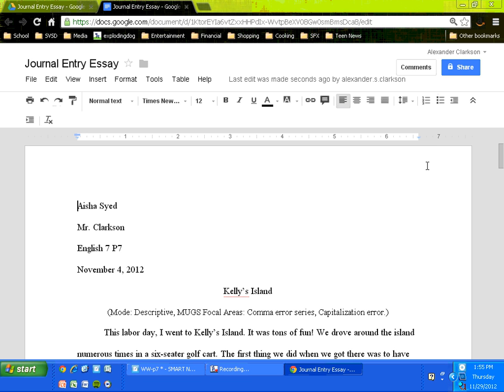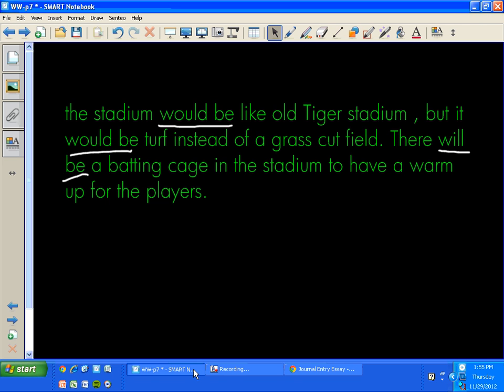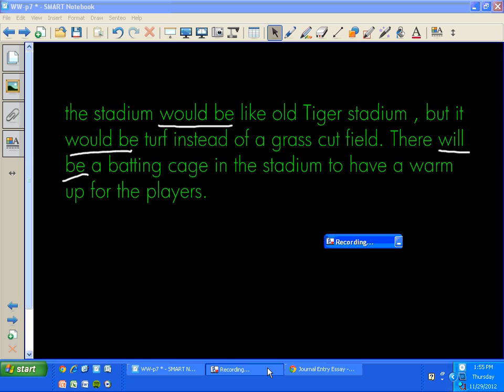Good deal. Any other questions about verb tense issues? Anybody else dealing with the verb tense error and don't know how to fix it? No? All right, good enough. Let's close that one down, go on to something else.